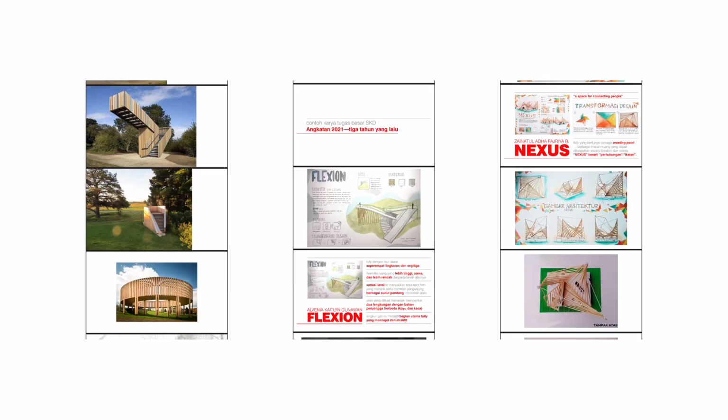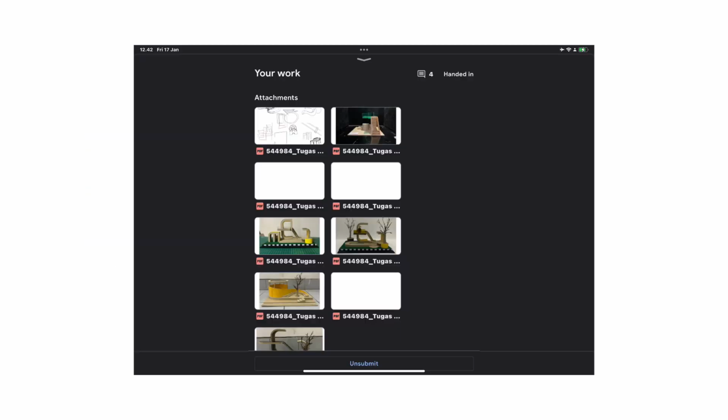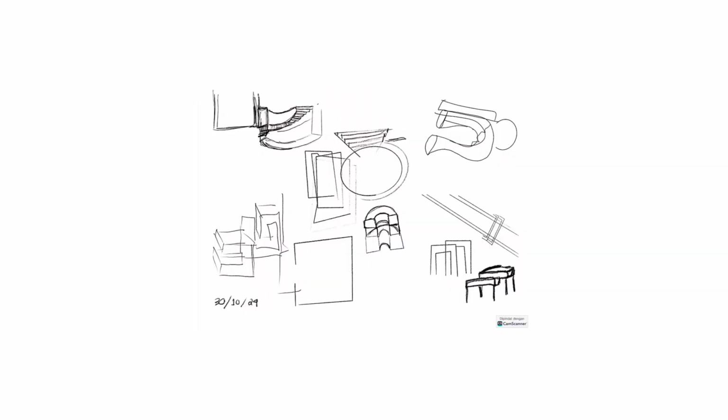Based on precedents and examples of work from seniors, I began my process in creating a folly design. This time, I will explain the process based on the collection that I did in Google Classroom. The first stage, I started to make sketches in the form of abstract forms that appeared when I thought about the definition of folly that I understood.